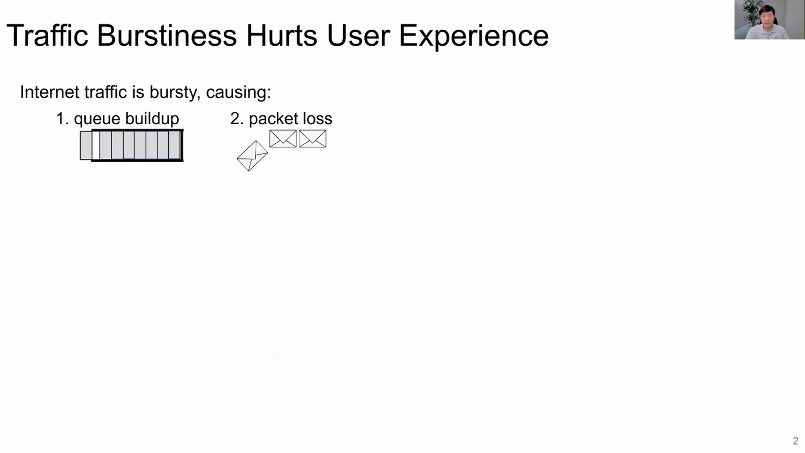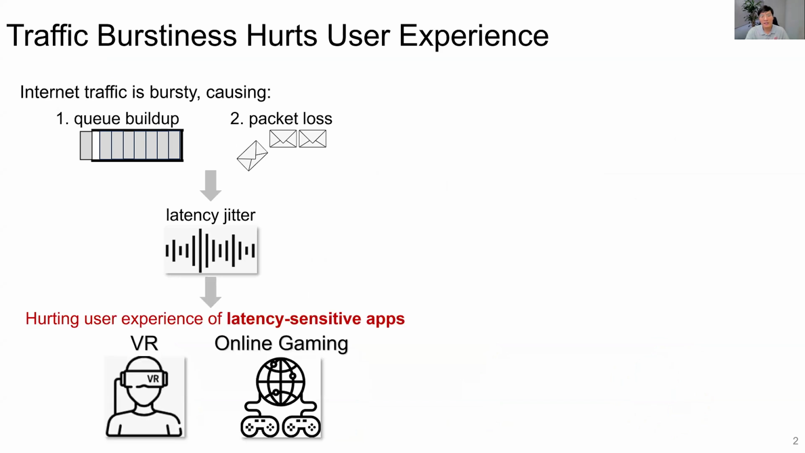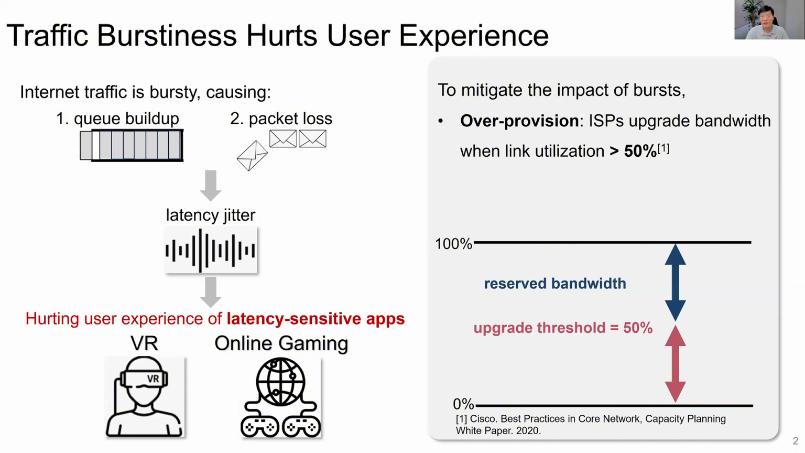As you know, internet traffic is bursty, and traffic bursts can lead to queue build-up or even packet loss, bringing the jitter of network latency. That would hurt the user experience of latency-sensitive apps. Mitigating the impact of bursts in a cost-efficient manner is crucial for ISPs, where the common practice is to double the capacity when the average link utilization is greater than 50%. But the strategy is coarse-grained and not cost-effective.